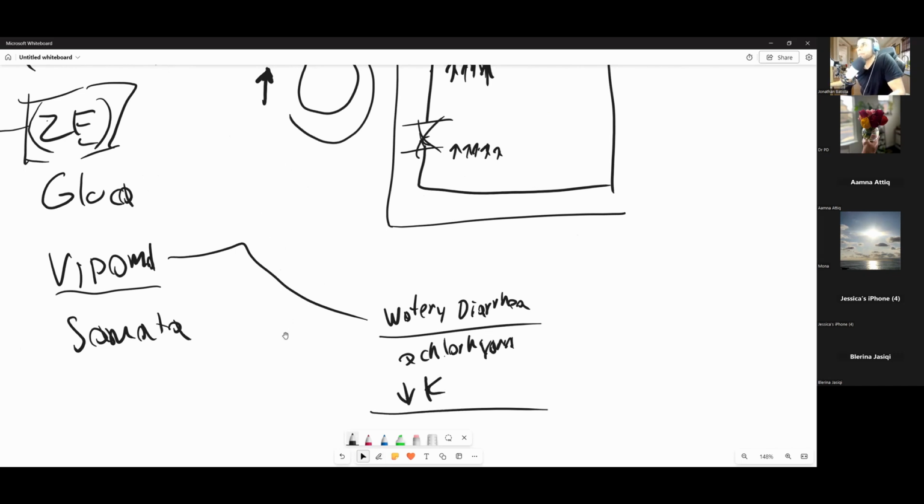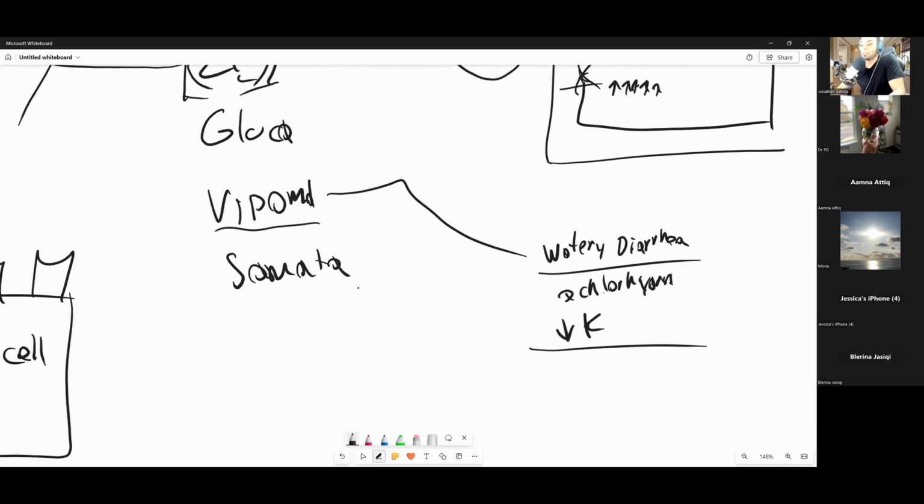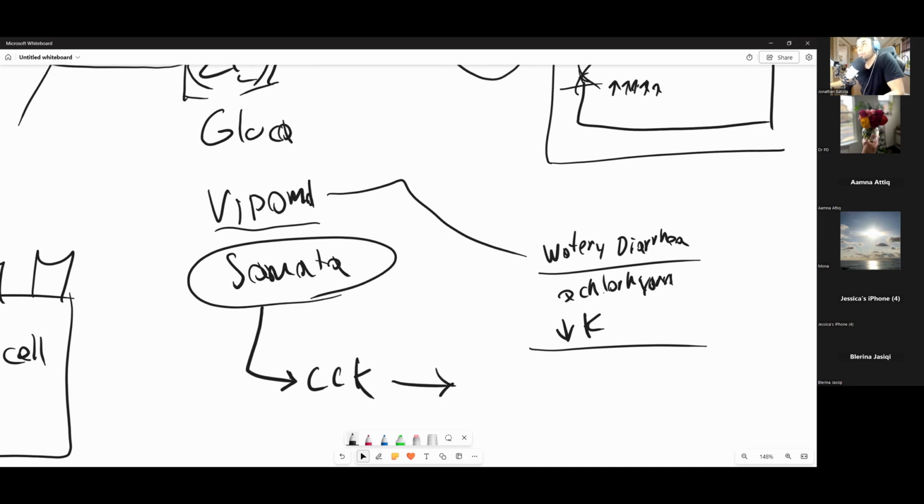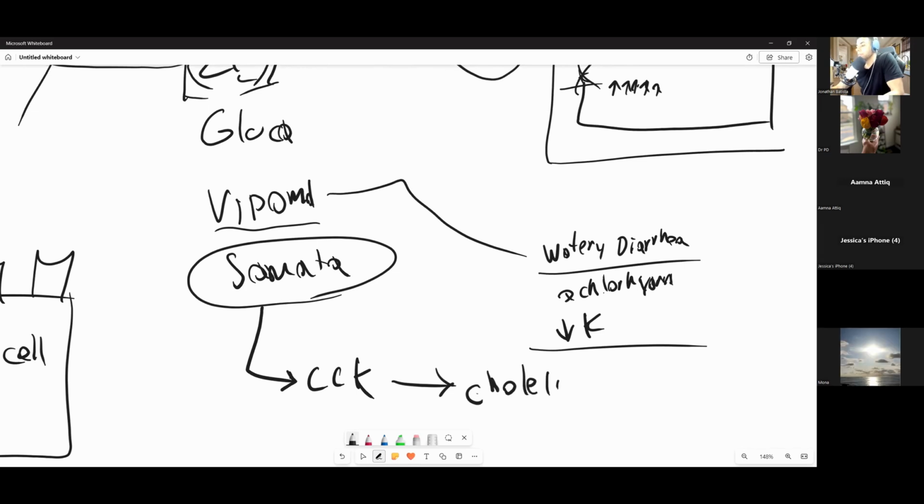Also, remember somatostatinoma. Somatostatinoma likes to inhibit many things. It's just an inhibitor at all times. The issue here is that it's going to inhibit CCK. The inhibition of CCK is going to cause problems. It causes bile stasis, so it can lead to cholelithiasis, stones. You're going to see an increase of cholelithiasis. Perfect, that's the problem with somatostatinomas.